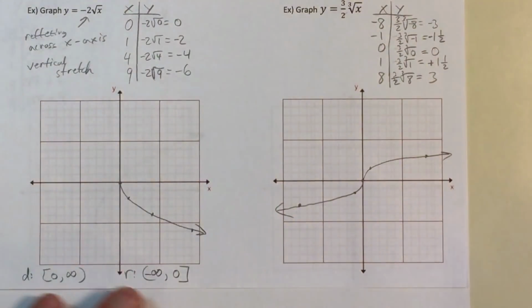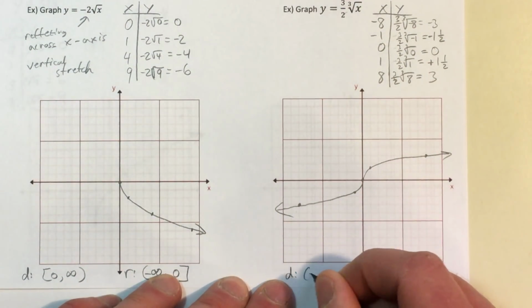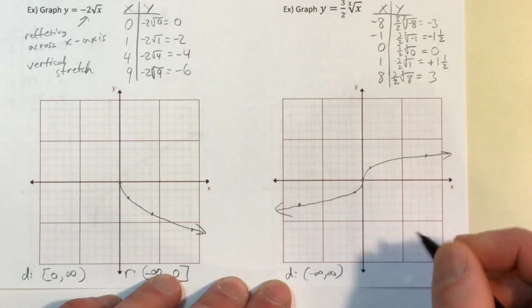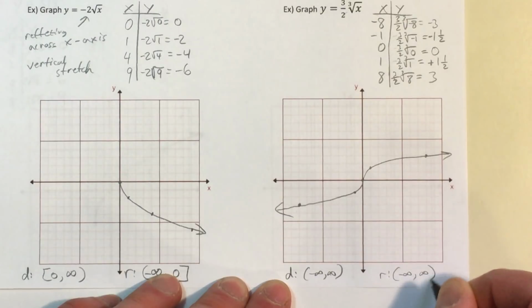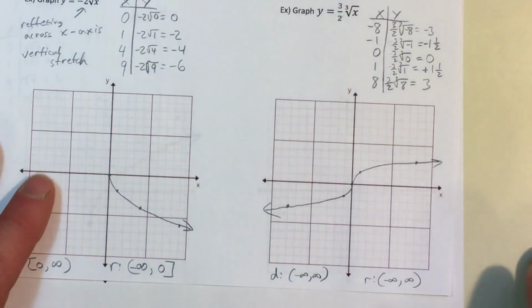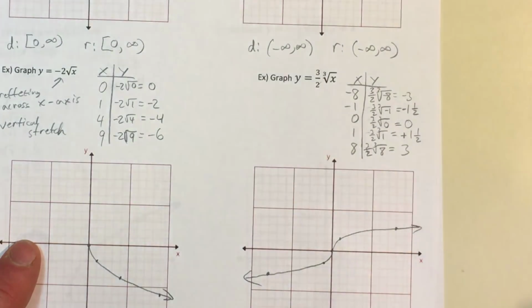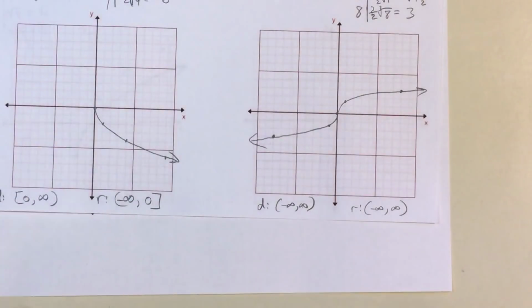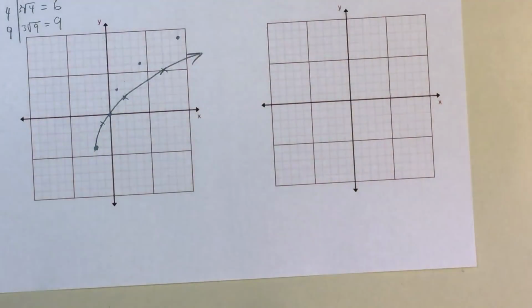And for this cubic function, arrows going in both directions, no restrictions. You may get an idea that with cubic functions, it's always going to be negative infinity to infinity, and you'd be correct. All right, now let's go back.